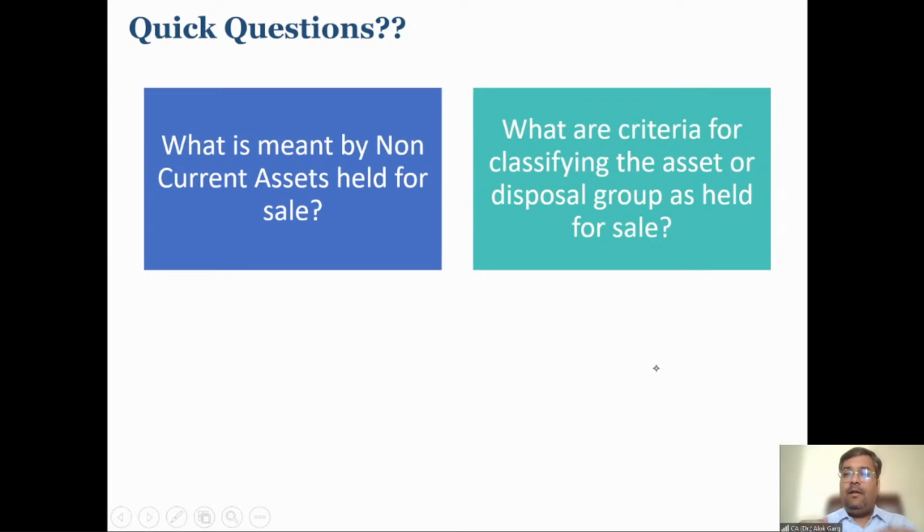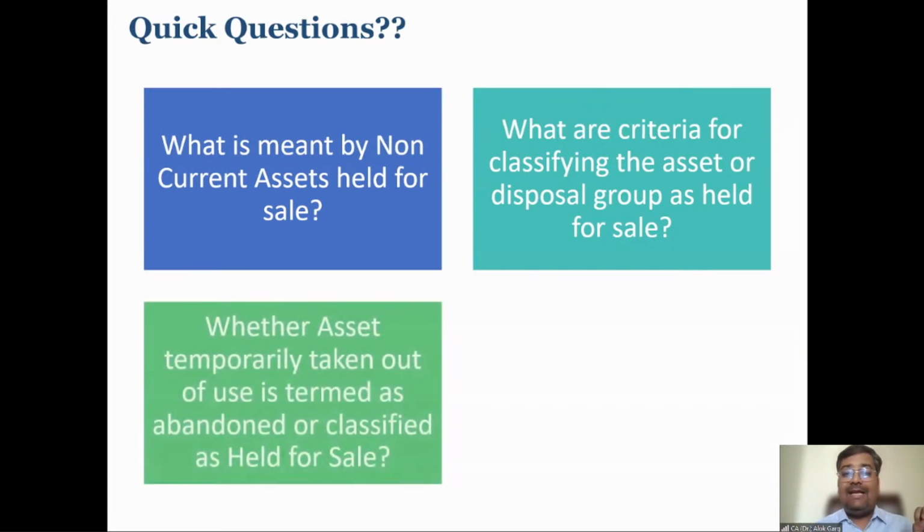Clear? It may go beyond 1 year when, first condition, a binding agreement has been entered. Second condition, the delay is due to the third party, buyer, or due to conditions or situations which are beyond the entity's control, right? Whether an asset temporarily taken out of use is termed as abandoned or classified as held for sale, it has to be termed as an abandoned asset, right?